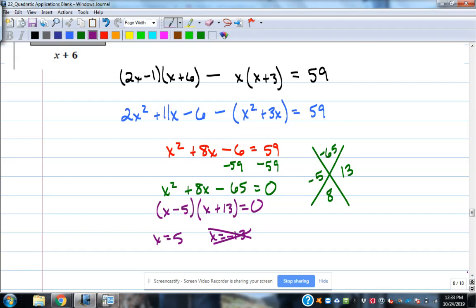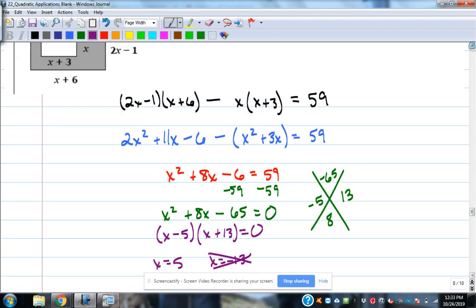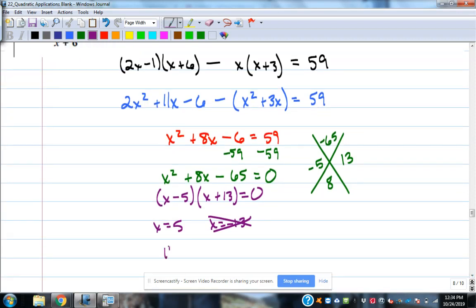Is that the answer they're looking for? No. What are they looking for? Not the area of the outside, but the dimensions. So the length and the width of that. So 5 plus 6 would be 11 inches, and 2x minus 1 would be 9 inches. Our dimensions.